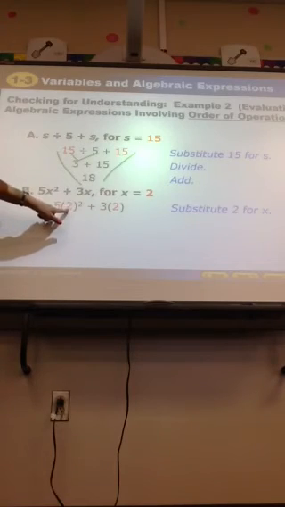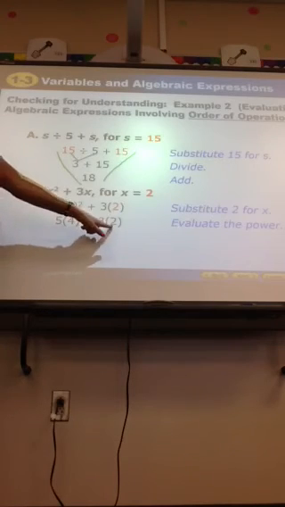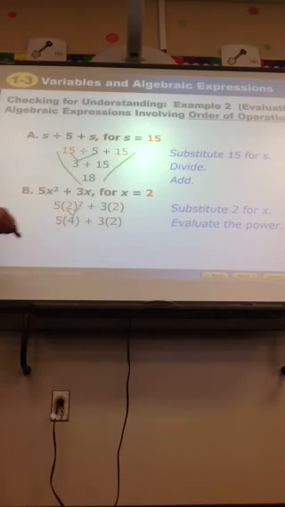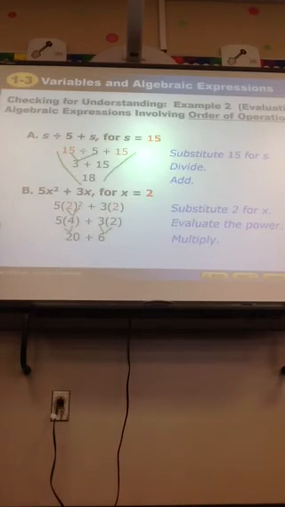So on that one, we're going to square first, because you always do exponents first. So 2 squared is 4, so all we've done is this part right here. And then now we've got multiplication and multiplication, additions last, so we can do 5 times 4 is 20, and 3 times 2 is 6. We can go ahead and do those at the same time, left to right, and then we're going to add, of course, and we get 26.